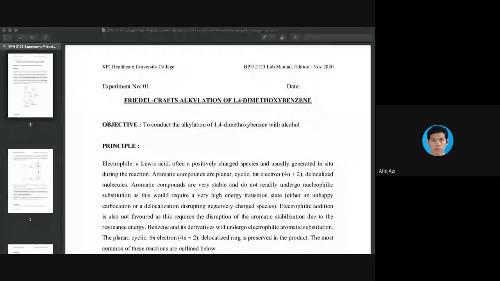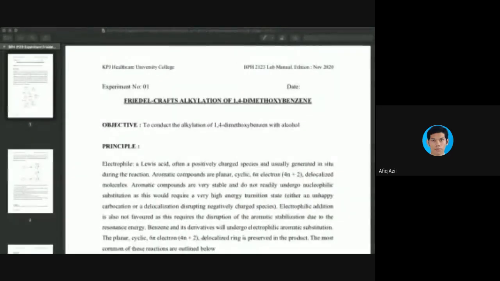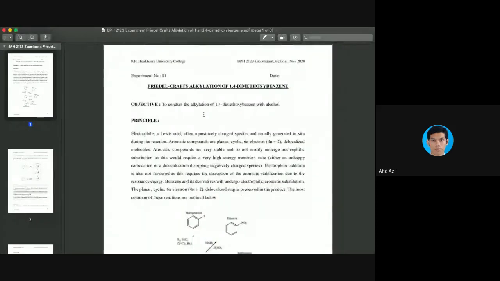Okay, this one. The soft copy for this experiment I have put in the Google Classroom, so you can download it later. I have changed the first experiment to Friedel-Crafts alkylation of 1,4-dimethoxybenzene.